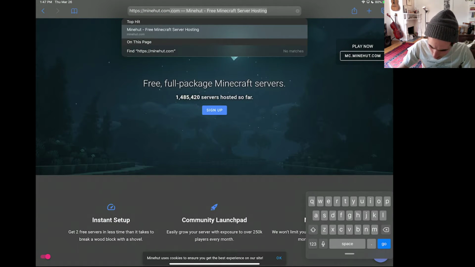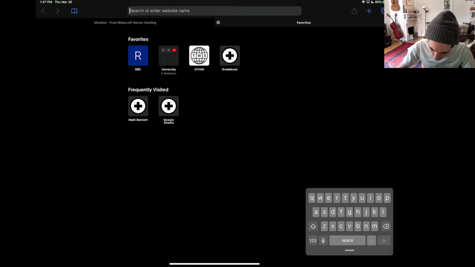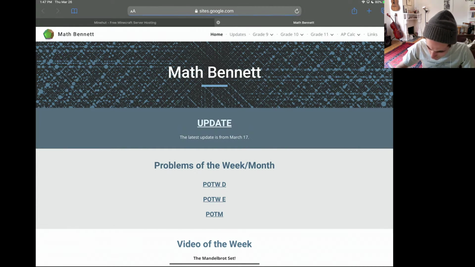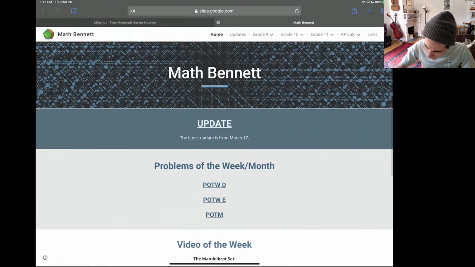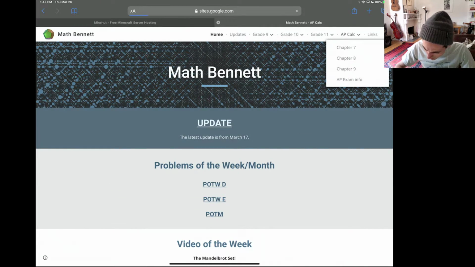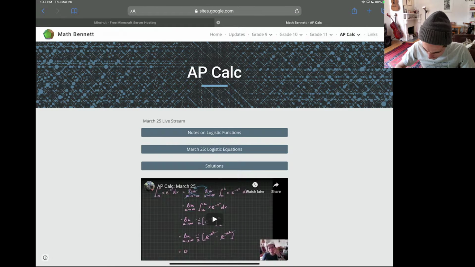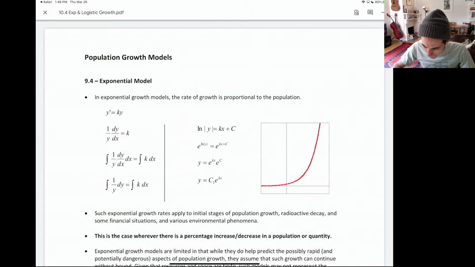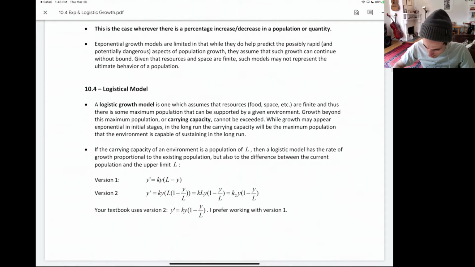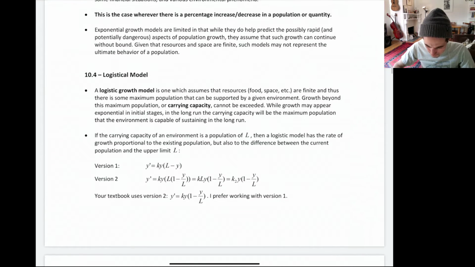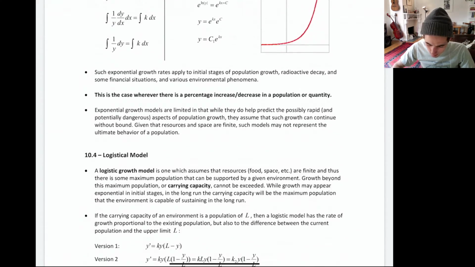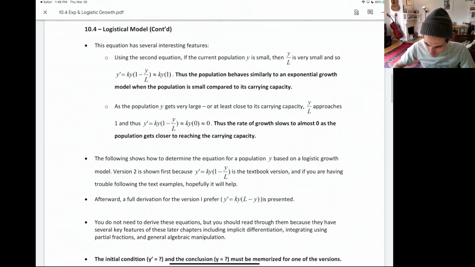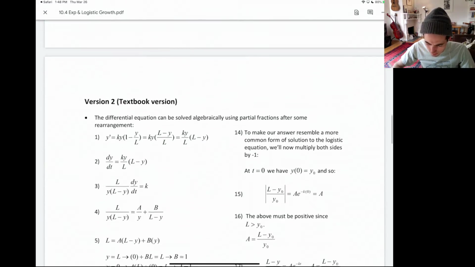I'll show you what I was talking about. APCalc, there we go. Notes on logistic functions. So this is it here. It's a great document. I'd highly recommend going over it. It's very thorough notes, and my only regret is that I didn't show this to you earlier. So take a look at this.